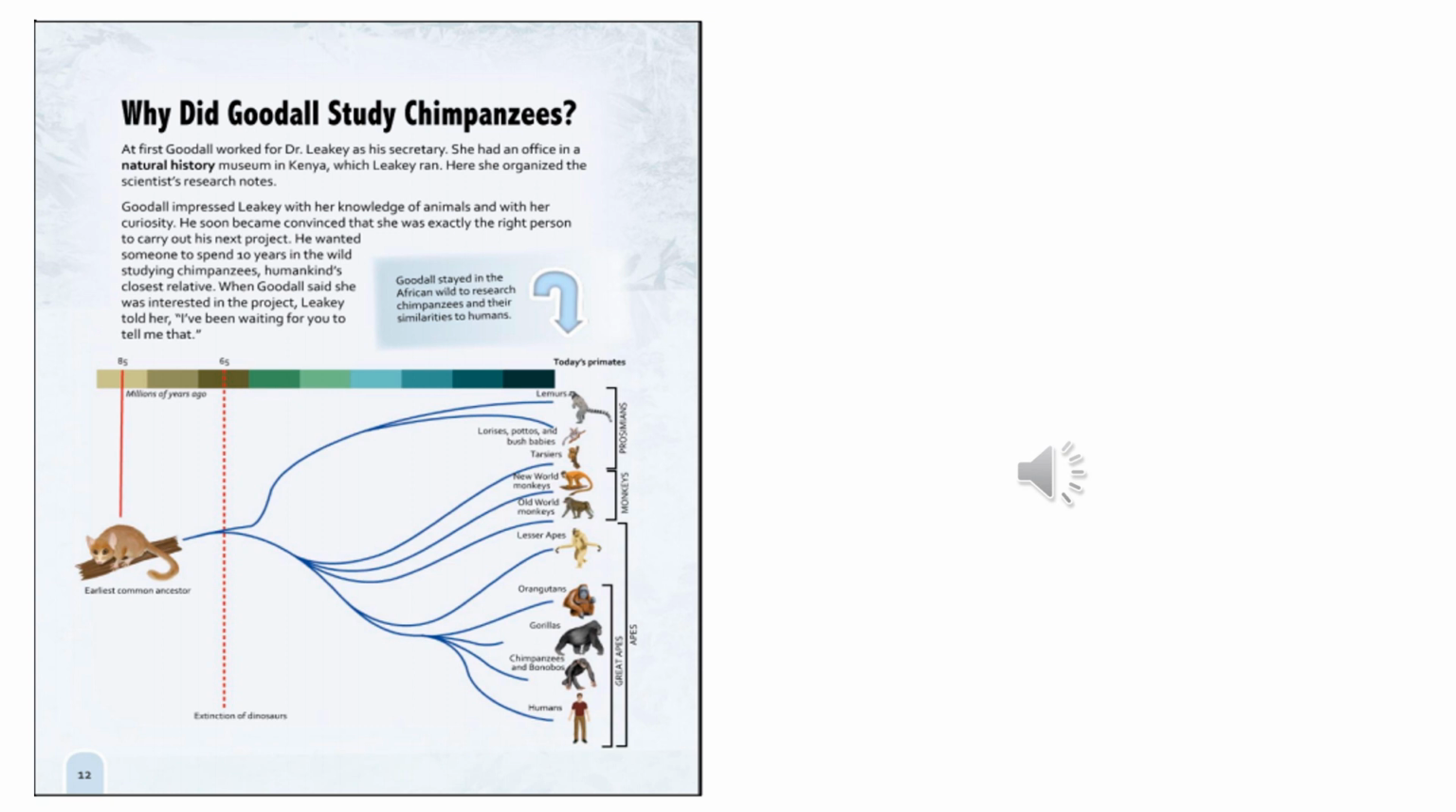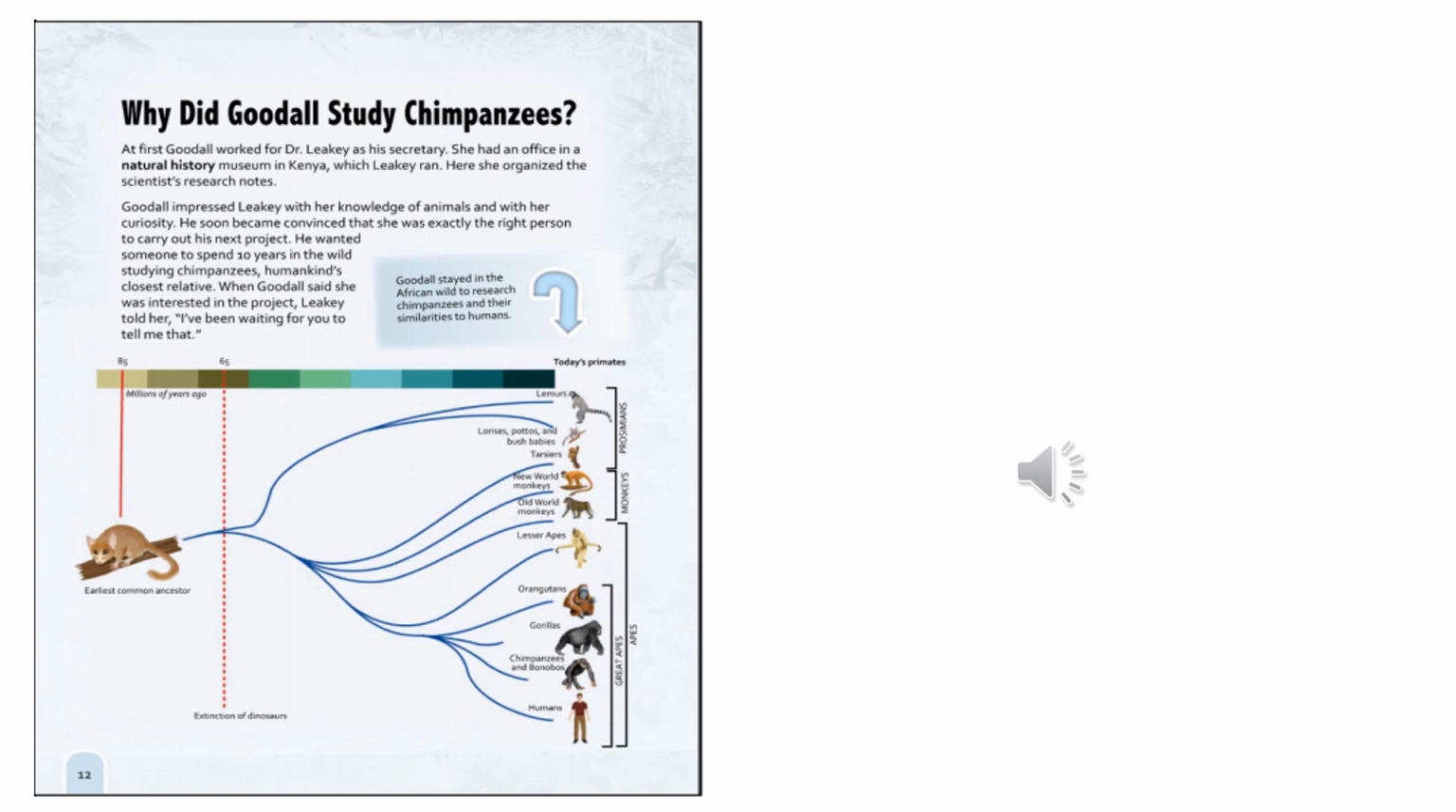Why did Goodall study chimpanzees? At first, Goodall worked for Dr. Leakey as his secretary. She had an office in a natural history museum in Kenya, which Leakey ran. Here she organized the scientists' research notes. Goodall impressed Leakey with her knowledge of animals and with her curiosity.